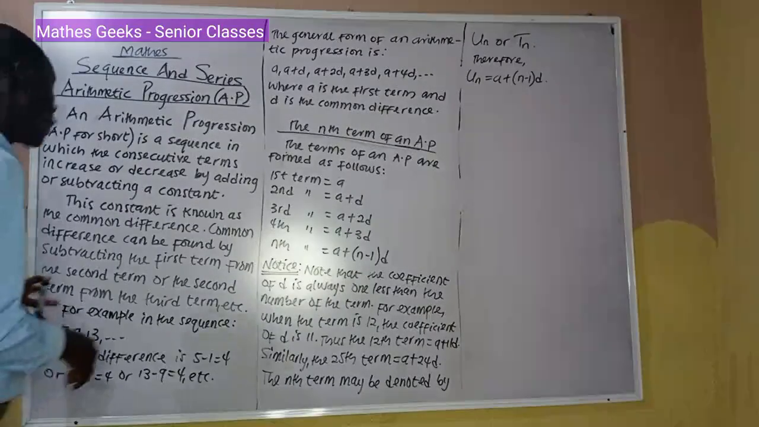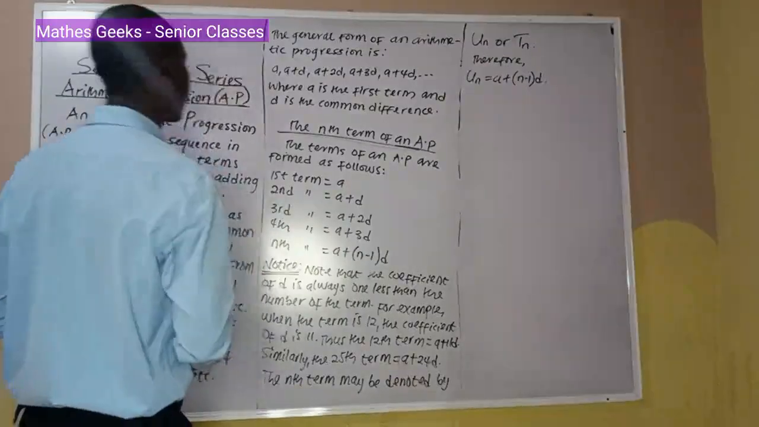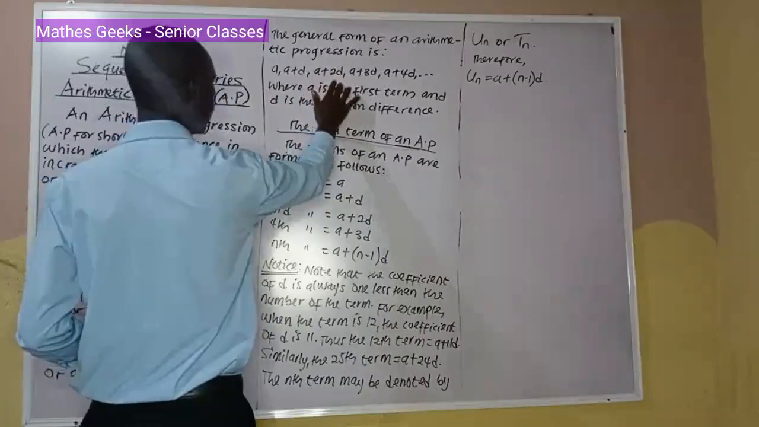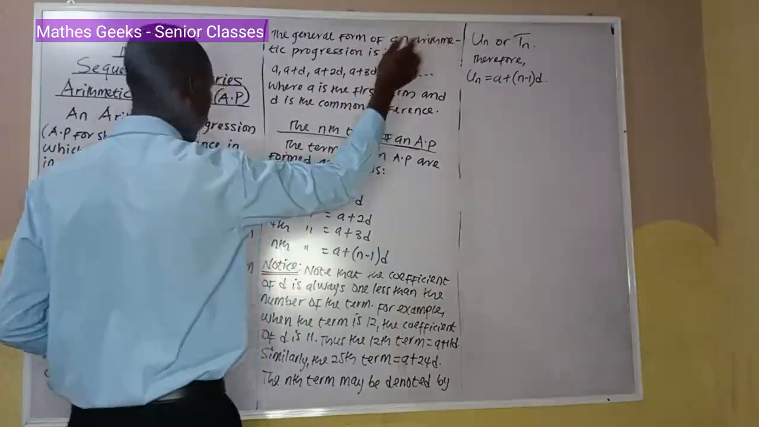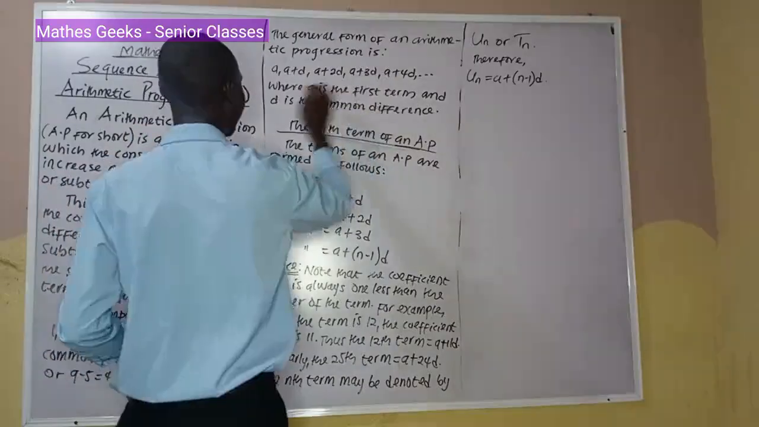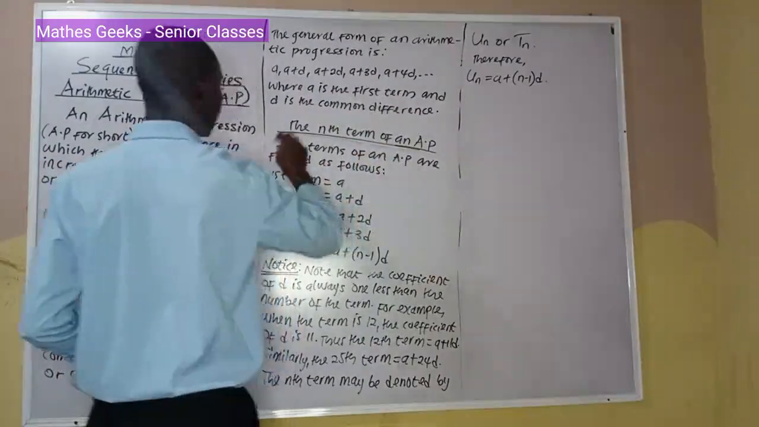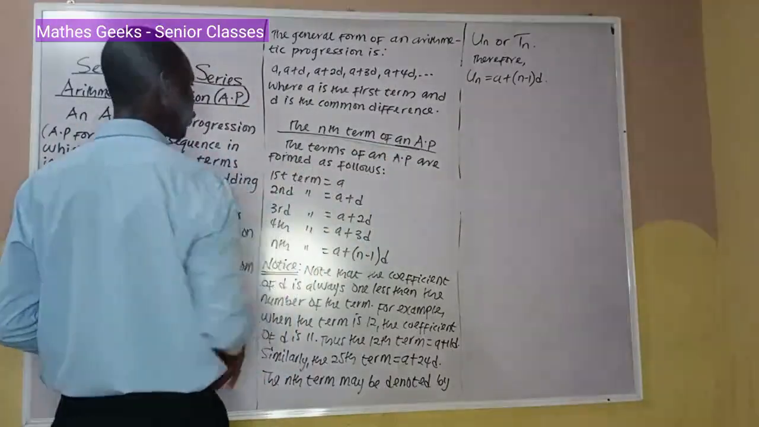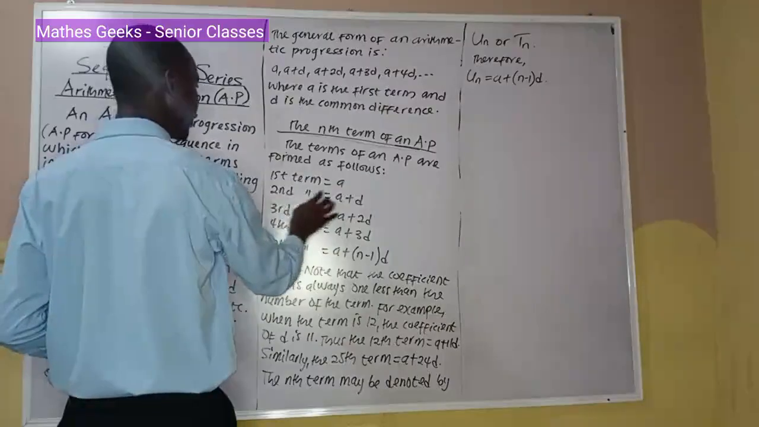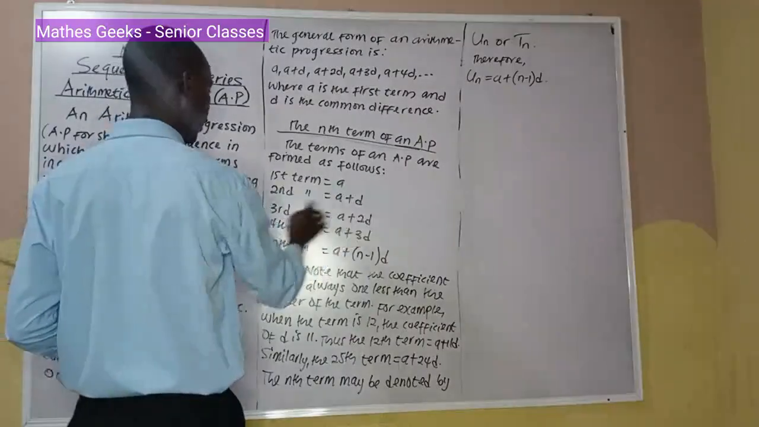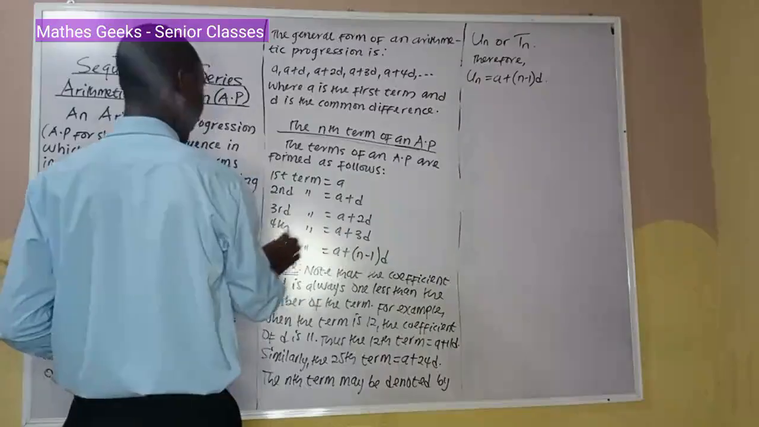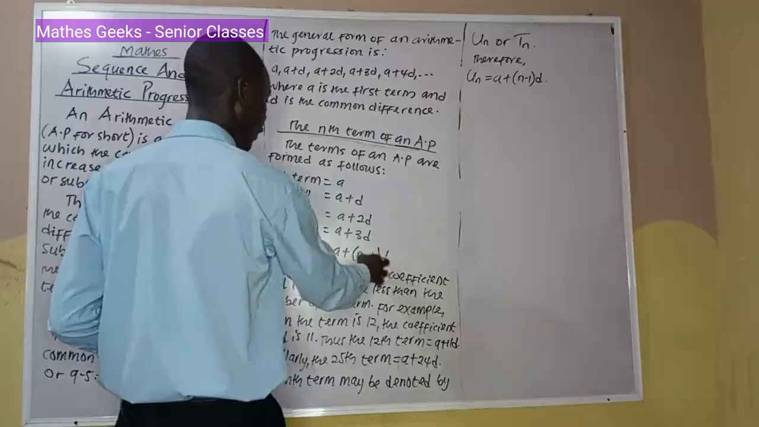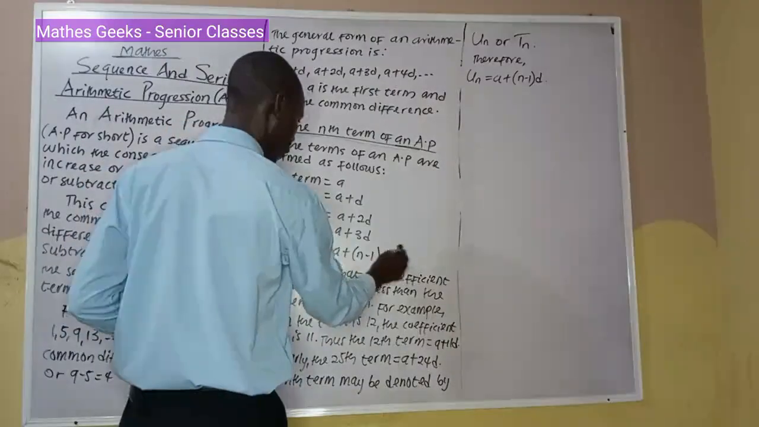So let's go on. The general form of an arithmetic progression is A, which is our first term, A plus D, A plus 2D, A plus 3D, A plus 4D, and on and on, where A is the first term and D is the common difference. The nth term of an AP. The terms of an AP are formed as follows. The first term is equal to A, second term A plus D, third term A plus 2D, fourth term is A plus 3D. The nth term of an arithmetic progression is equal to A plus (N minus 1)D. A plus (N minus 1)D.